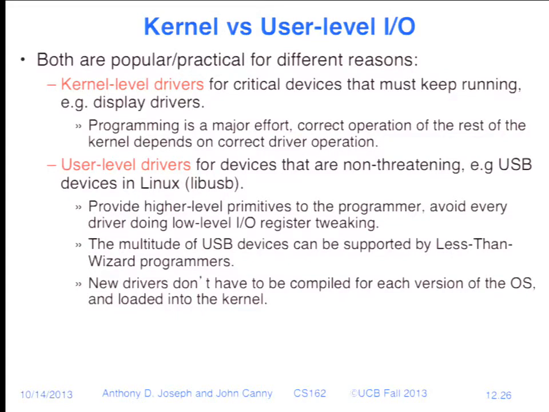User-level drivers are quite popular for devices that are less dangerous, especially when there's a plethora of potential devices, more than you might expect the device vendors to support. Device vendors are probably going to support Windows first before they do a Linux driver. And this is the case for USB on Linux: there's a user-level driver API, libUSB, and it's the main API for device drivers through USB. It provides some nice higher-level primitives to the programmer and avoids the need for the programmer to tweak individual registers and understand the hardware. That allows USB devices to be programmed and used effectively by programmers who are not necessarily Linux kernel wizards.